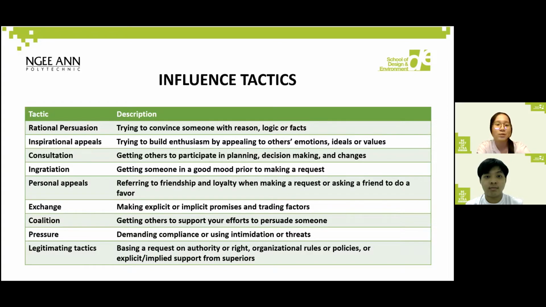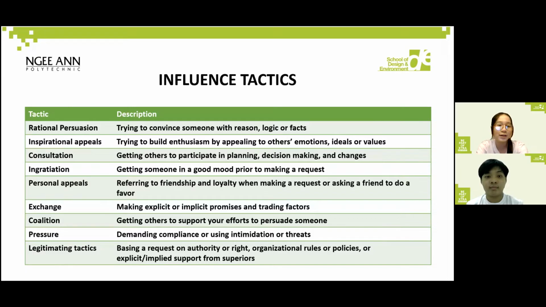So next, we will talk about the various influence tactics that can be used by leaders. Firstly, we have rational persuasion. This is trying to convince someone with reason, logic, or facts. Next, we have inspirational appeals, which is trying to build enthusiasm by appealing to others' emotions, ideals, or values. And then we have consultation. This is getting others to participate in planning, decision-making, and changes. Next, we have ingratiation, which is getting someone in a good mood prior to making a request. While for personal appeals, this is referring to friendship and loyalty when making a request or asking a friend to do a favor. Next, we have exchange, which is making explicit or implicit promises and trading favors.